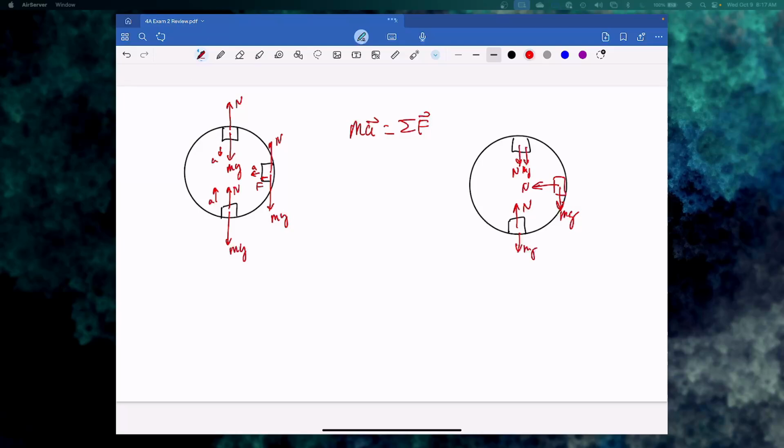So that's why the normal force would change. Back to that conceptual question it was asking us, right? Why is normal force different? It's different because the net force is changing its direction.